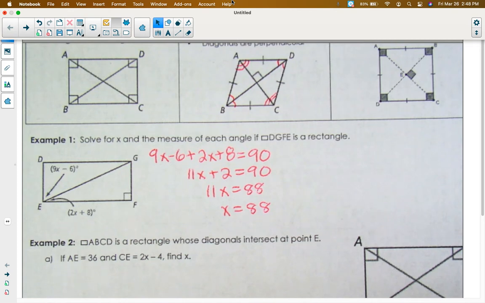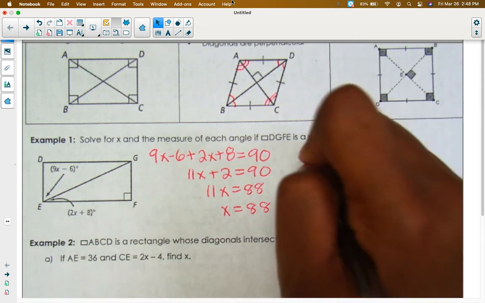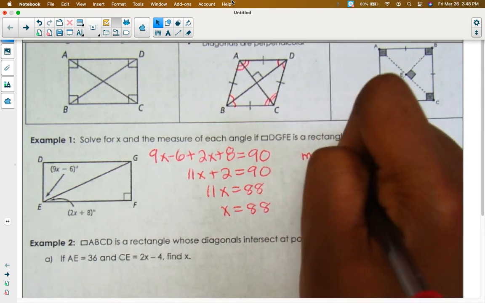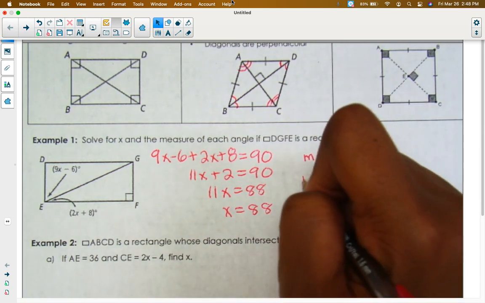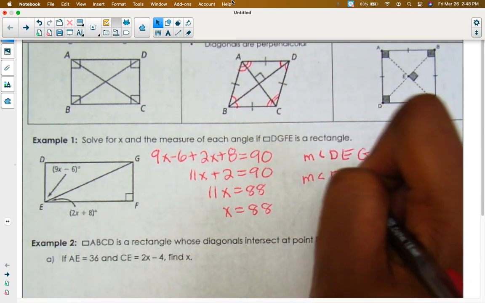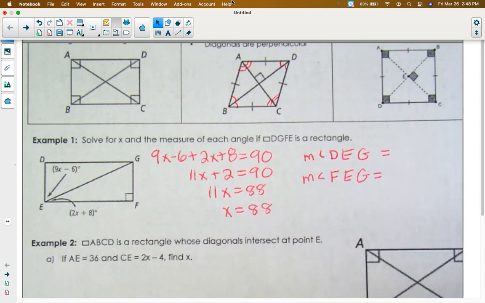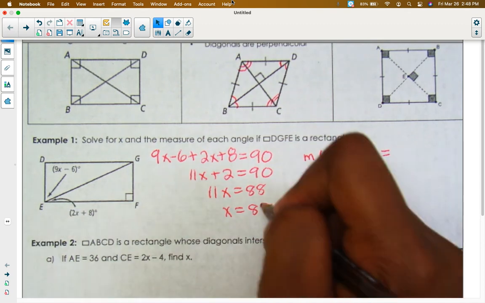So I can find the measure of angle DEG. So that is DEG, this little section right here. And I also can find the measure of angle FEG. So what you would need to do is take 88, substitute it in for this x right here, and substitute it in for this x right here. So you will need to do 9 times 88 minus 6, and then 2 times 88 plus 8. So the measure of angle, not 88, excuse me, just 8.